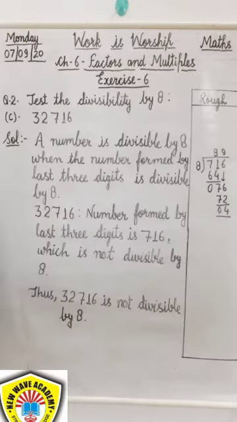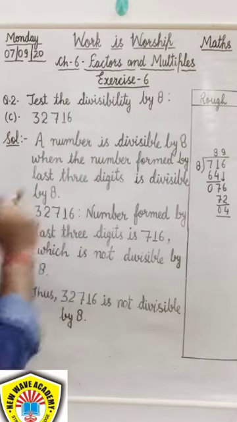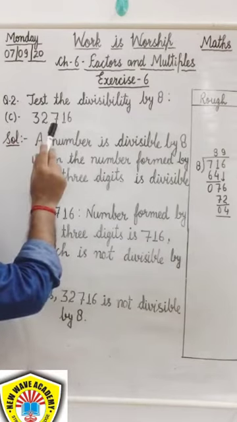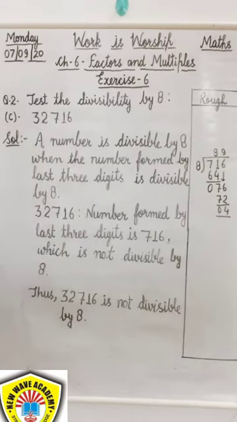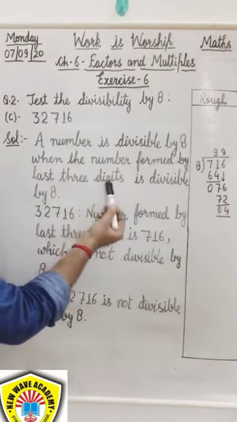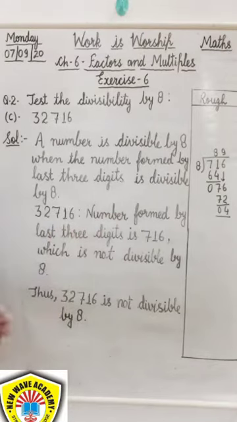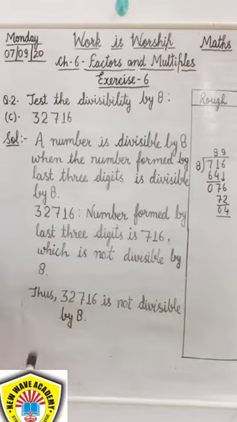Okay, so students, here we are going to solve a question from the exercise 6. And the question is, test the divisibility of the following number by 8. And here we have taken 32,716 and we have to check is this number divisible by 8 or not. So the divisibility of 8 is a number is divisible by 8 when the number formed by last 3 digits is divisible by 8. कोई नंबर 8 से तभी डिविजिबल होगा जब उसकी लास्ट 3 डिजिट्स 100, 10s और 1s प्लेस की डिजिट्स को मिलाकर जो नंबर फॉर्म होगा अगर वो 8 से डिविजिबल होगा then the whole number is also divisible by 8.